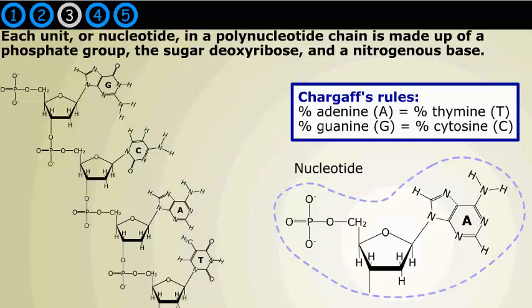The Austrian biochemist Erwin Chargaff found that the amounts of adenine and thymine found in DNA were always about equal to each other, and the amounts of guanine and cytosine were always about equal to each other. These observations are known as Chargaff's rules. At the time, nobody understood why Chargaff's rules were true.